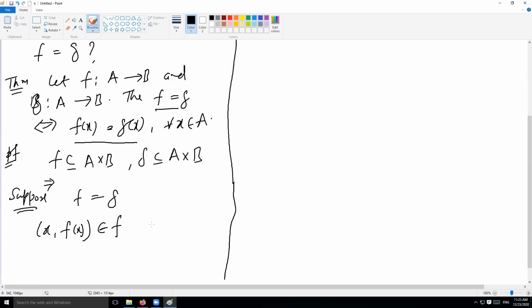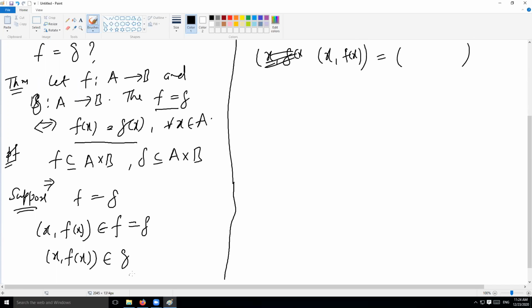Do you agree? Yes. So x and f of x are in relationship. But this f is equal to g, so this means that the pair x, f of x also belongs to g. All right? If it also belongs to g, what does it mean? So this pair x, f of x must be equal to some ordered pair in g, because in g you have ordered pairs. By the way, what should be the first component of the ordered pair?